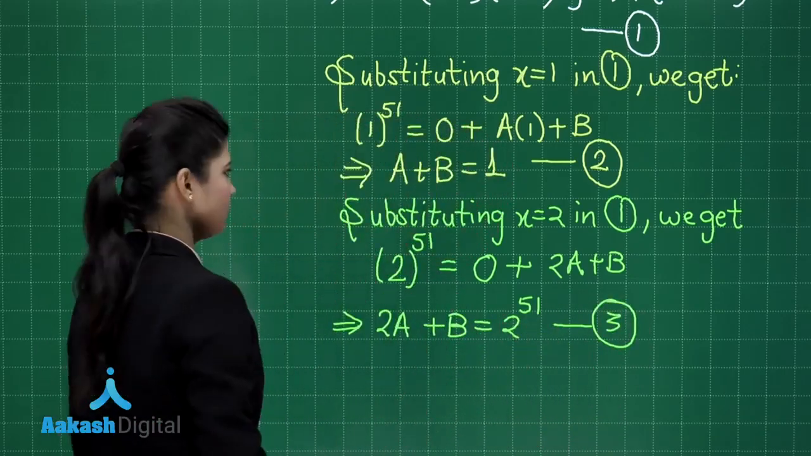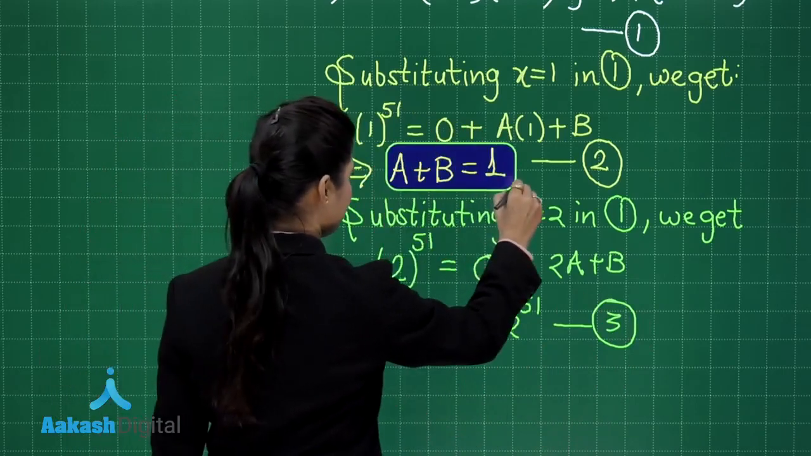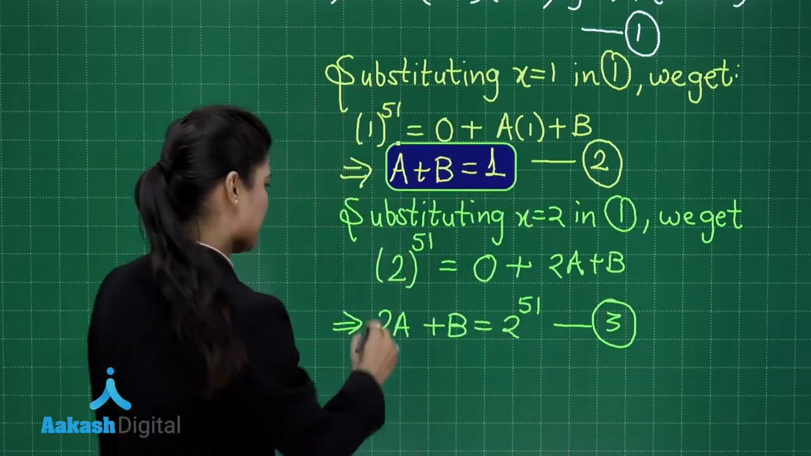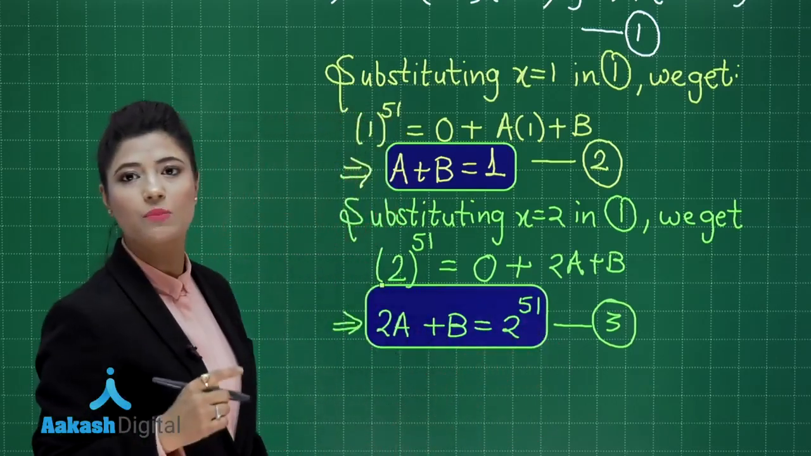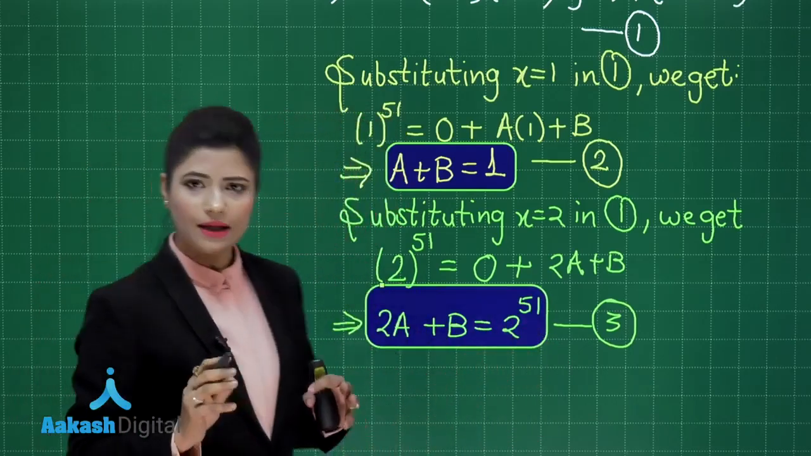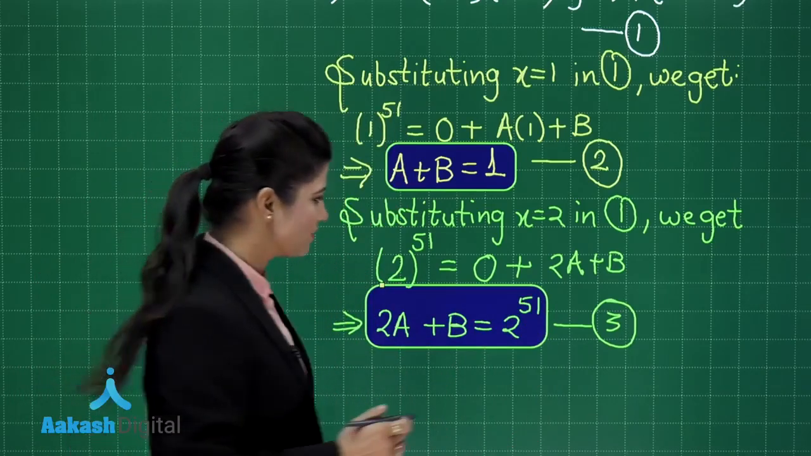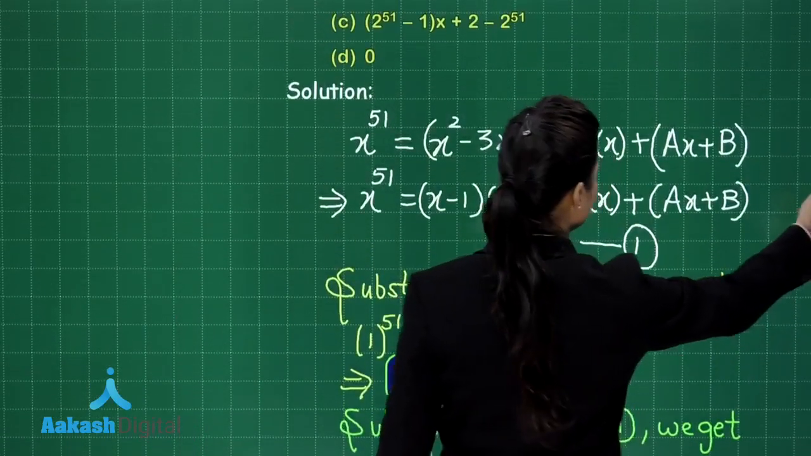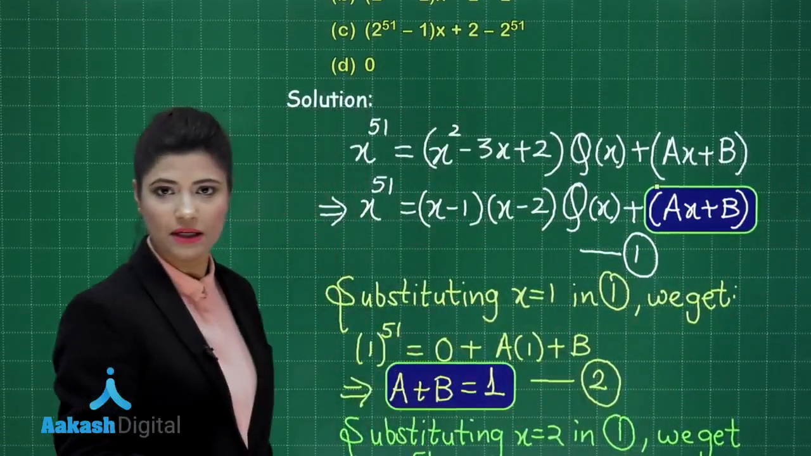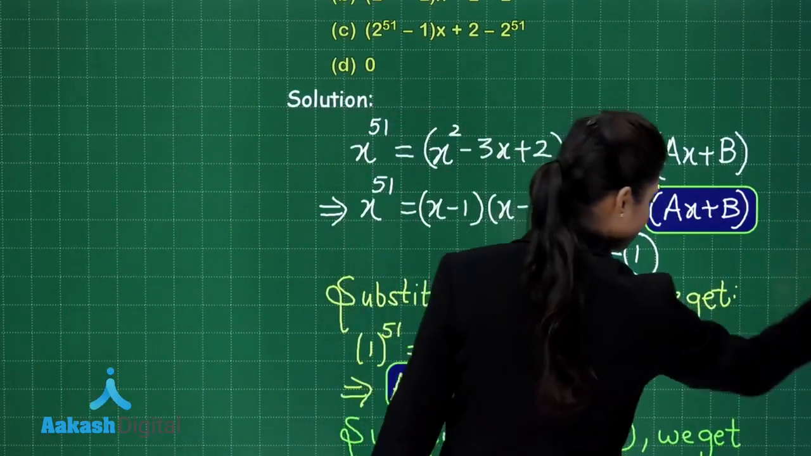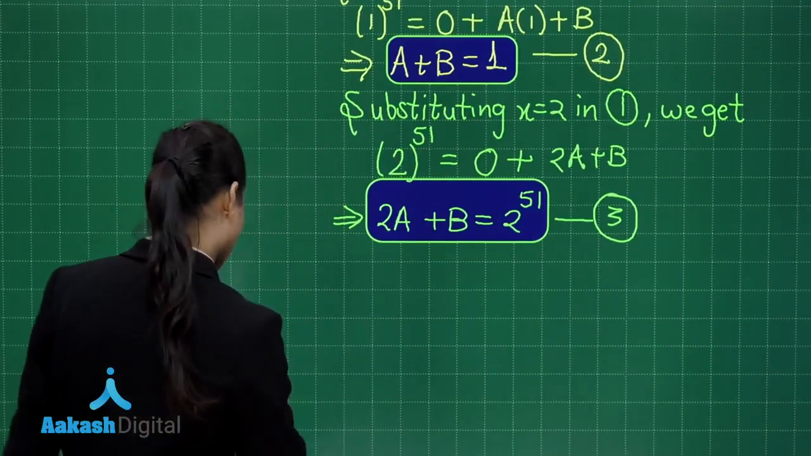Now I want you to focus on equation number 2 and equation number 3. Equation number 2 is a plus b equal to 1. Equation number 3 is twice of a plus b equal to 2 raised to the power 51. In this question, you need to figure out the remainder. The remainder portion is ax plus b, which totally depends on the values of a and b. So let's figure out the values of a and b by solving equation number 2 and 3.